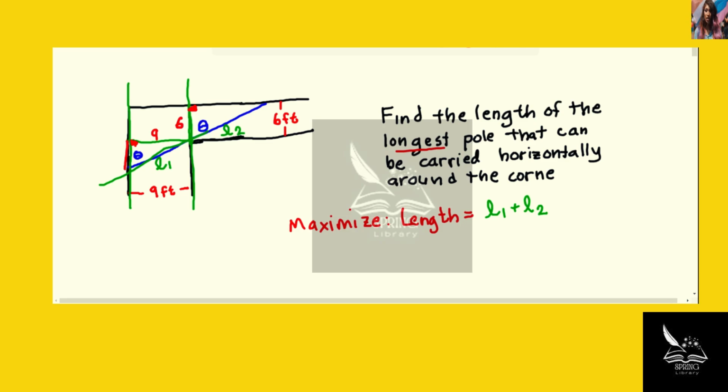So in this first triangle, I have an angle, the opposite side and the hypotenuse. So the sine of theta is opposite, which is 9, over the hypotenuse, L1. So L1 is 9 over the sine of theta, or 9 times the cosecant of theta.